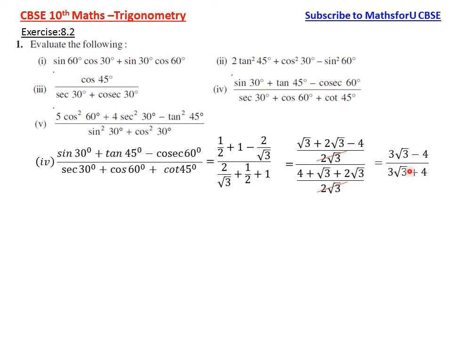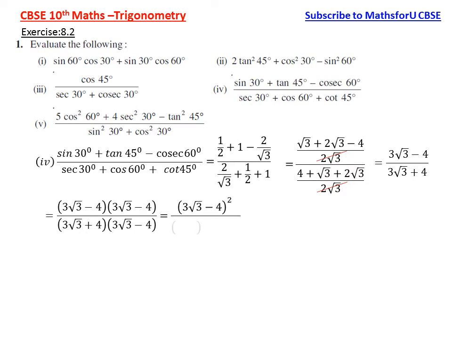Now, to make this a single term, we need to multiply and divide by its conjugate. What is the conjugate? 3 root 3 minus 4 is the conjugate. So we are going to multiply with 3 root 3 minus 4 in numerator and denominator. Here this will be the a minus b whole square formula, and here a plus b into a minus b will be a square minus b square, which means a square means 3 root 3 square minus 4 square. Here 3 root 3 square will be 3 into 3, 9, root 3 square will be 3, so 27.